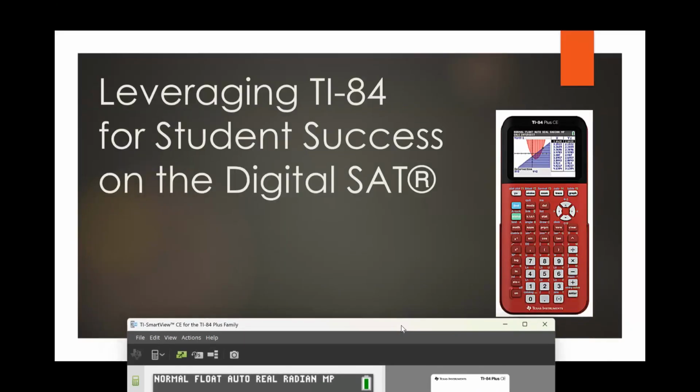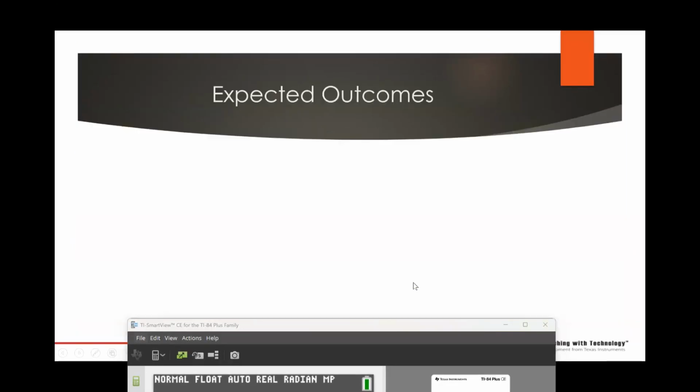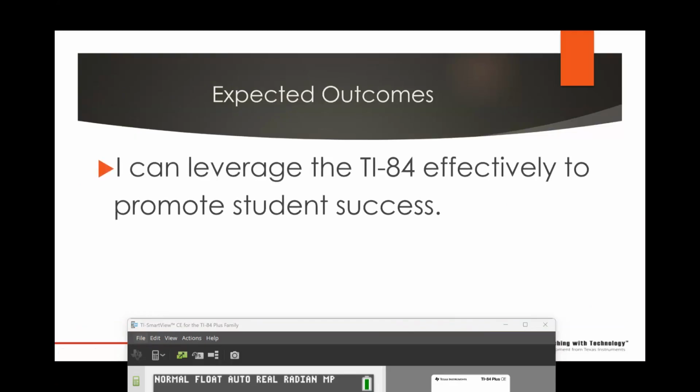We are leveraging the TI-84 for student success on the digital SAT. Scott and I were both really lucky to spend a lot of time on this and create some materials that we think will help your students out, especially when they get stuck, right, Scott? We really want them to do the math, but when they get stuck, we have some good tips to help them out. And this is a high stakes test, so it might be a little bit different than what you talk to your students about for your own tests in your math class.